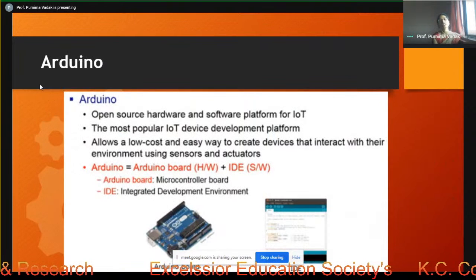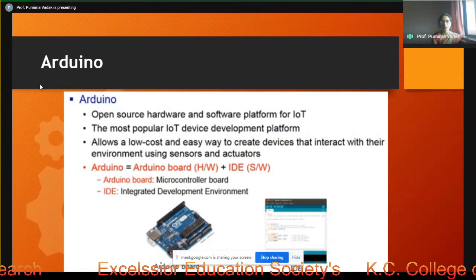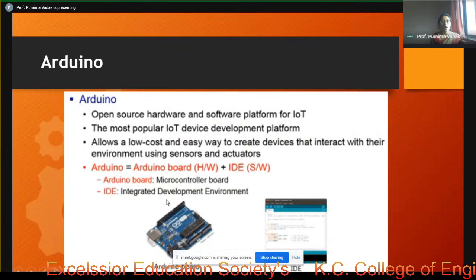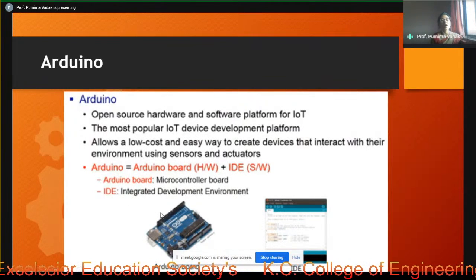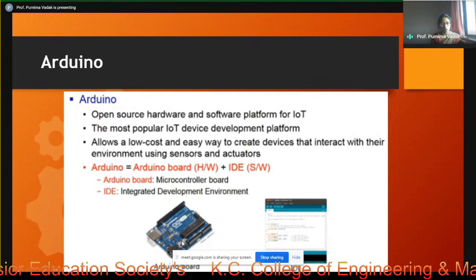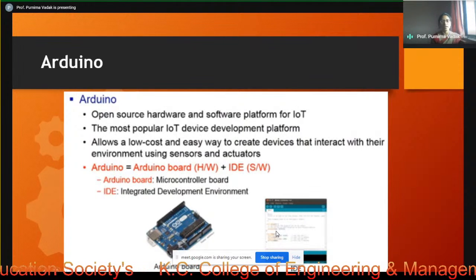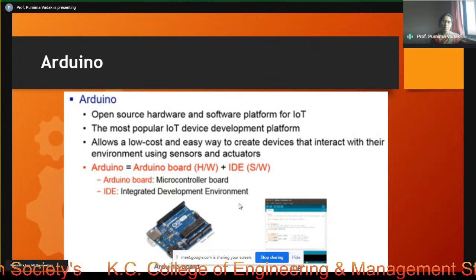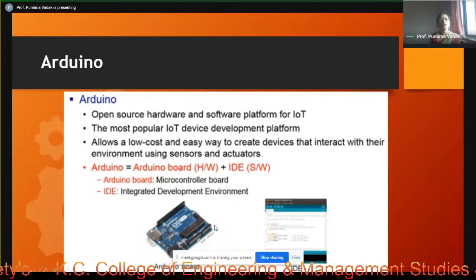Now, Arduino is an open source hardware and software platform for IoT. You can see over here that the blue colored board is called the Arduino board. That is the hardware required for this project. And according to the requirement of our project, we have to program it. This programming is done on an open source software platform, which is the integrated development environment. So this was the basics regarding this overview of IoT.